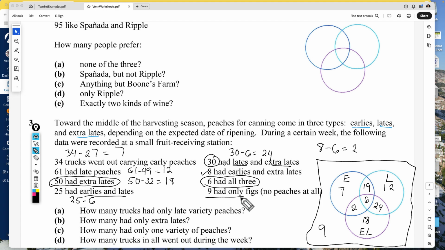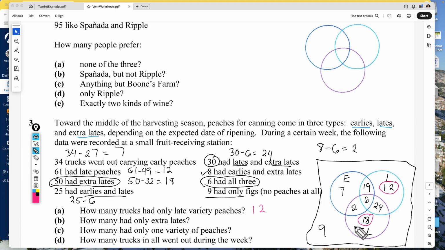Now we can answer all these questions, A, B, C, D. And you're going to see we don't have to do any more calculating for the most part. How many trucks had only late variety peaches? Only lates, right there. We see it, it means that only lates, they were not in an intersection. Got our answer. How many had only extra lates? Extra lates, right there. We've already done the calculation.